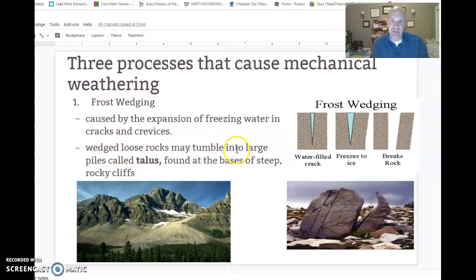When this happens, you end up creating a lot of smaller rocks, and a lot of times in the mountains, this will create large piles called talus that form at the base of rocky cliffs. Up higher in the mountains, you have a lot of frost wedging going on. You're always getting water into the cracks and freezing, and that breaks off smaller rocks, and then they accumulate down here. These are all the smaller rocks that got formed from the weathering that occurred up here.